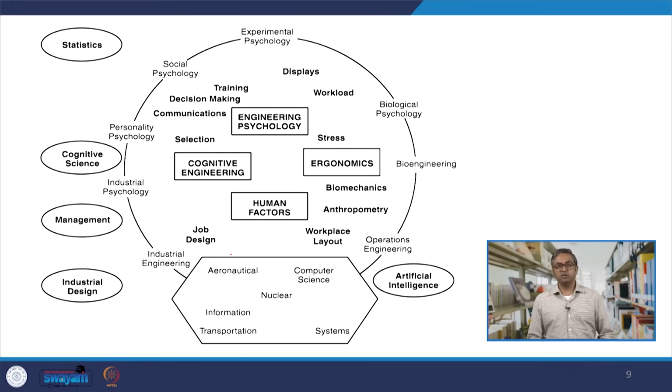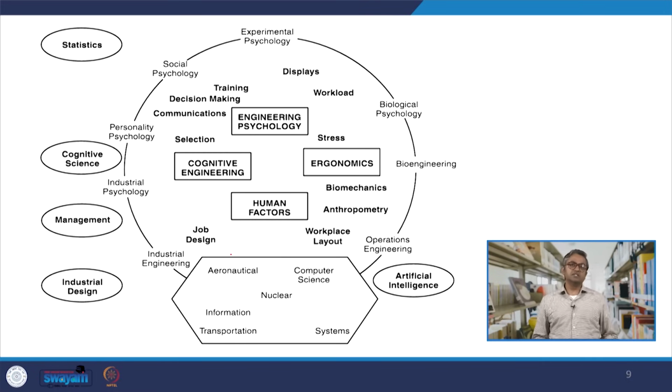Alone, what you see on this screen, one discipline alone cannot address the question of human factor ergonomics. So a multidisciplinary approach, or multiple disciplines, are being involved here, and this discipline of cognitive ergonomics clearly indicates that it requires an interdisciplinary approach. The domains where it is being heavily used are aeronautical engineering, computer science, nuclear power plants, information transportation systems, etc.